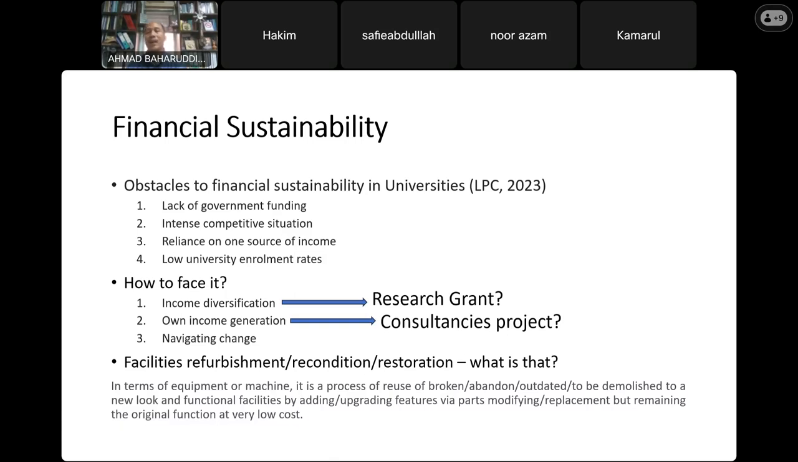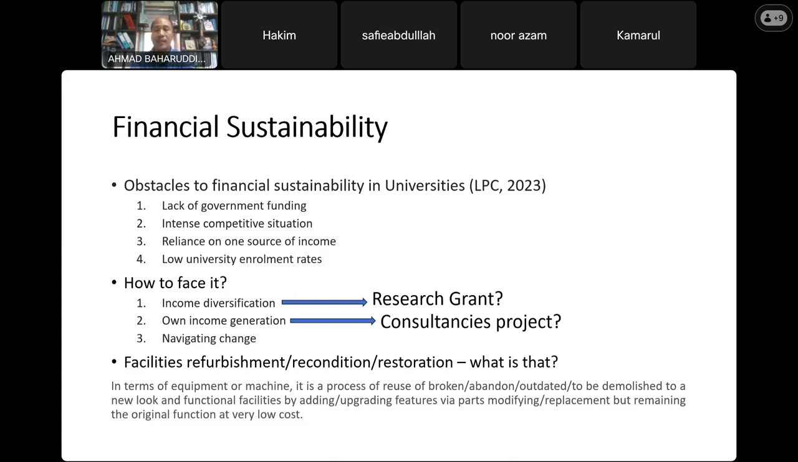Therefore, I with my team, together with some of the already graduated students, came up with what we call refurbishment, reconditioning or restoration of the facilities, especially broken machines, abandoned machines or abandoned facilities or outdated rigs, and also some of the machines that are ready to be demolished, listed as demolished assets. We take them back and do some modification before they can be used again for the students in their experiments.